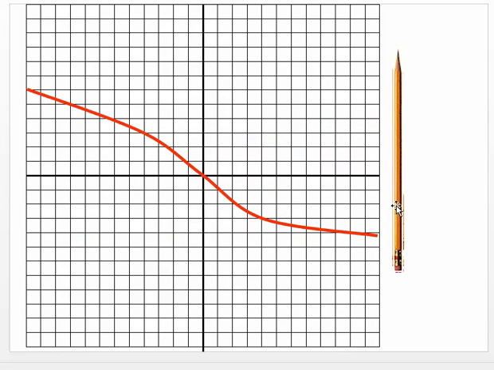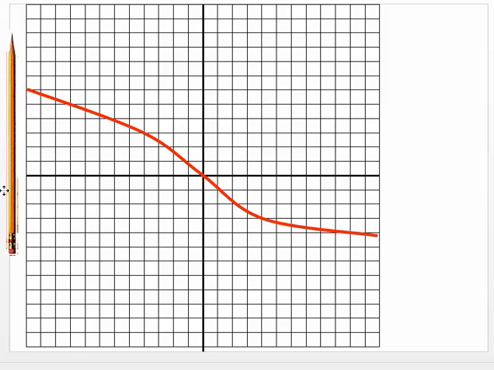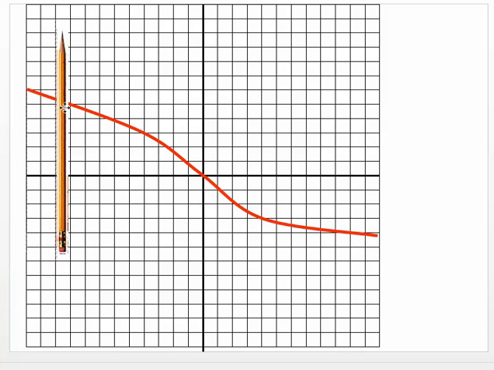Let's look at this one. Again, we take the pencil and we go through the entire graph, and we can see that at every point, the vertical line, meaning the pencil, crosses the red curve at only one point. So this is a function.